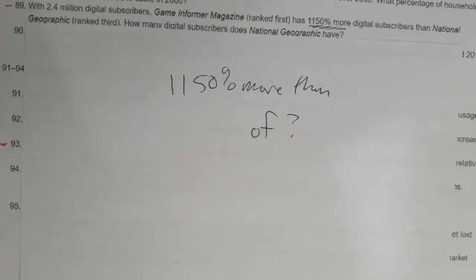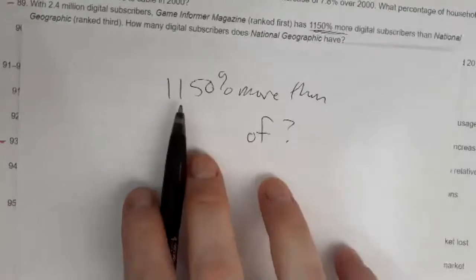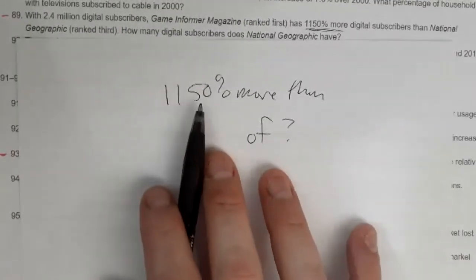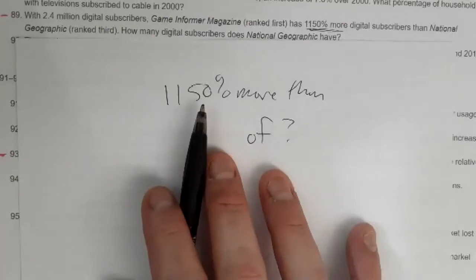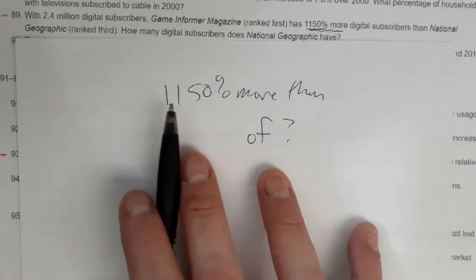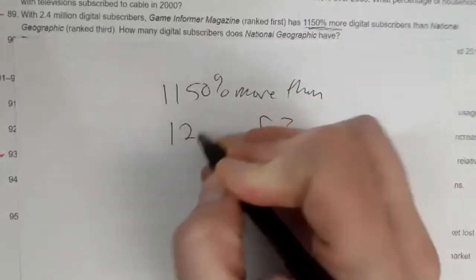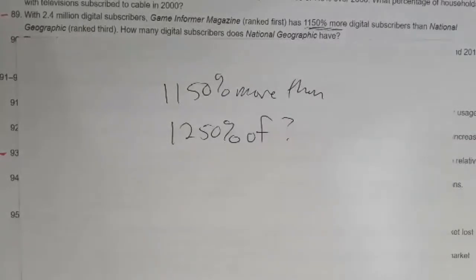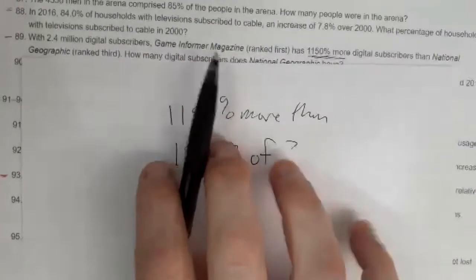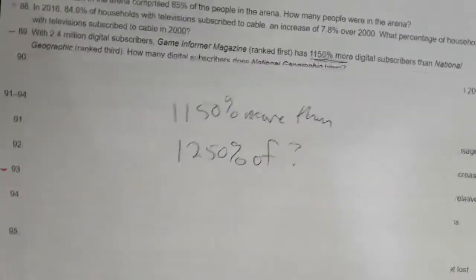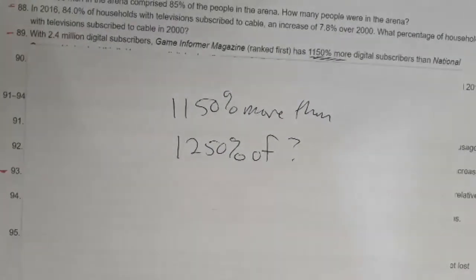Maybe it's weird because it's a number way over 100. We hadn't had numbers over 100 yet, I don't think. But this is back to: if it's more than, we have to add what to this thing? We're adding 100% back to this thing. So it should be 1250% of. Because it says more: Game Informer has 1150% more than, so it has 1250% of.